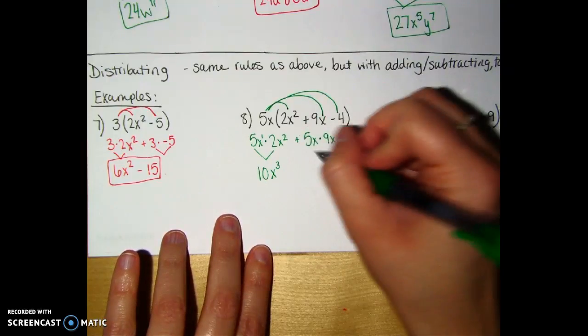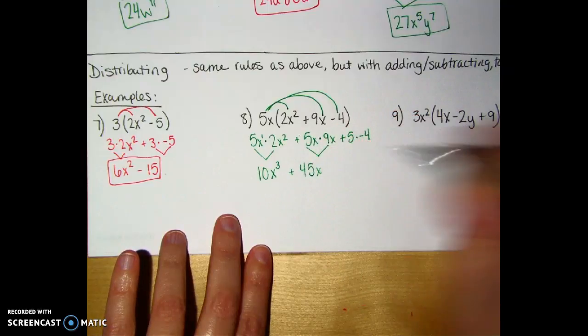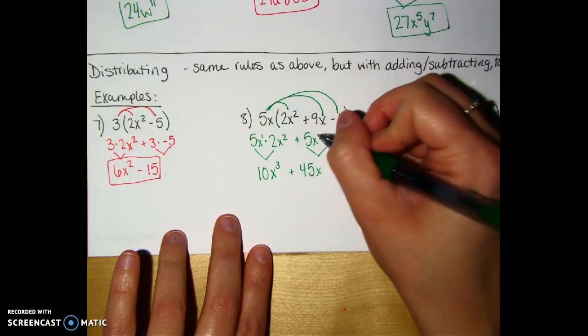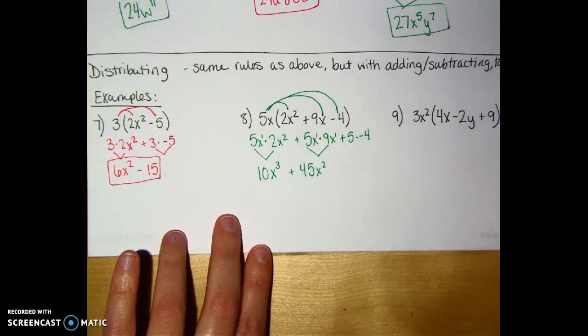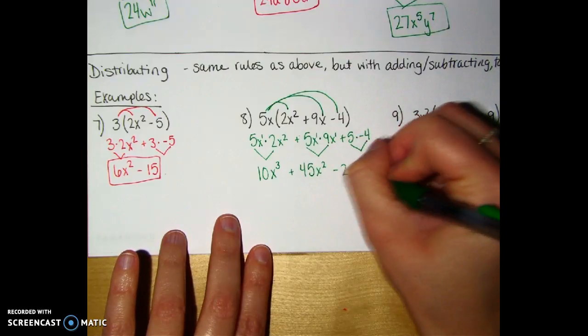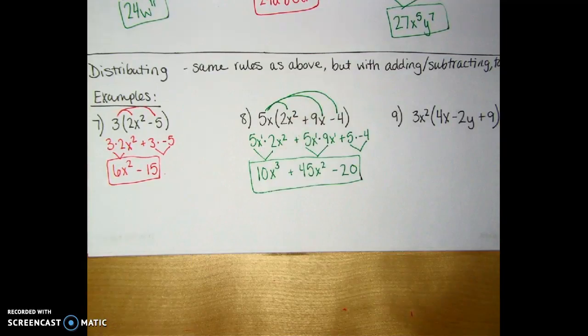Okay, over here, 5 times 9 is 45. For the x's, I add the exponents. Each of them has a 1, so 1 plus 1 is 2. And over here, 5 times negative 4, that's negative 20. There's my answer. There are no like terms I can combine.